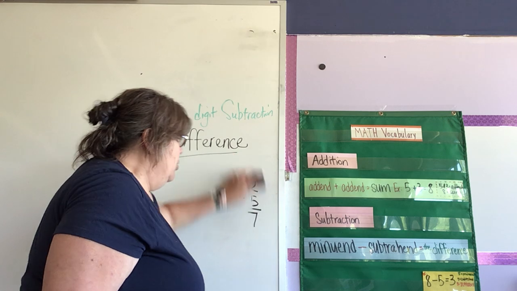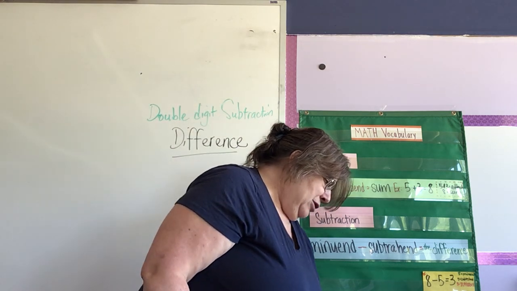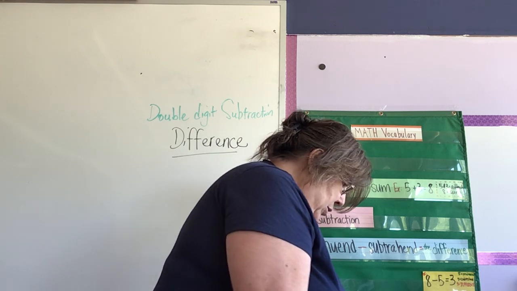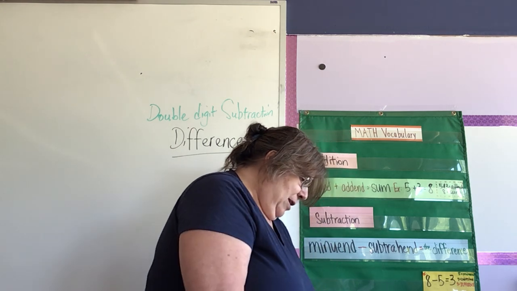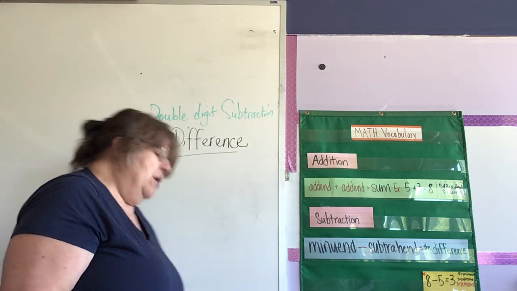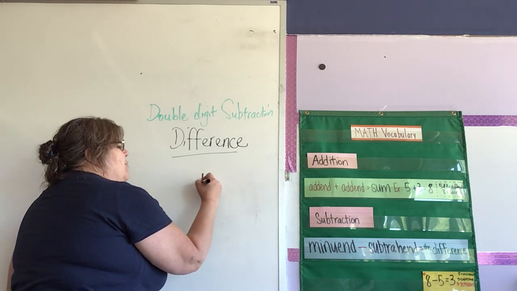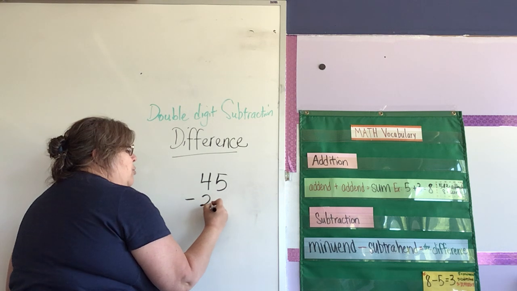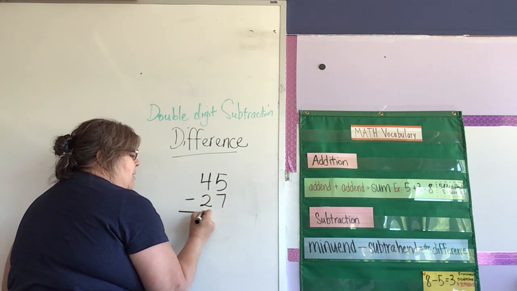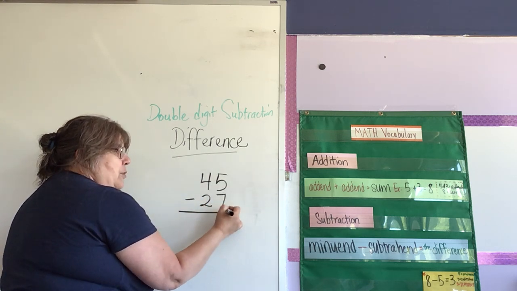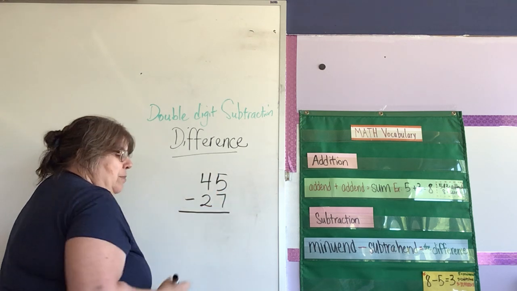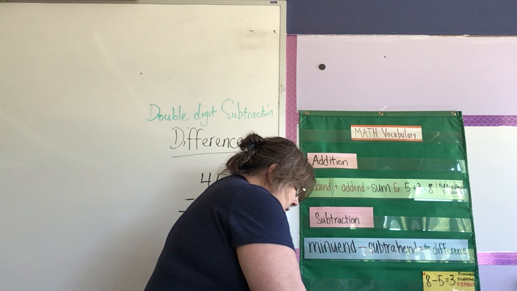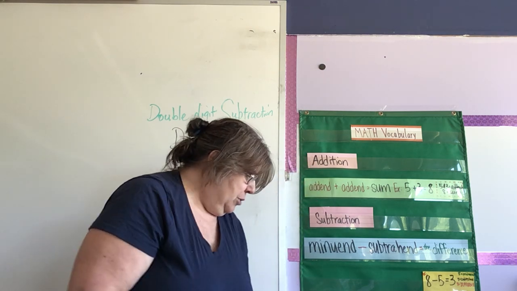I'm going to show you what to do when we have some larger problems. Frequently we have larger problems, and the first problem we're going to work on is 45 minus 27. It's always important when you do a subtraction problem that you line your numbers up right on top of each other. Now, I do want to review a concept really quickly with you boys and girls.